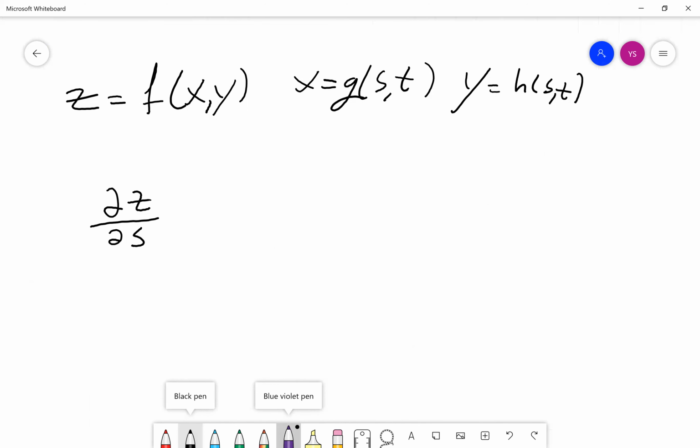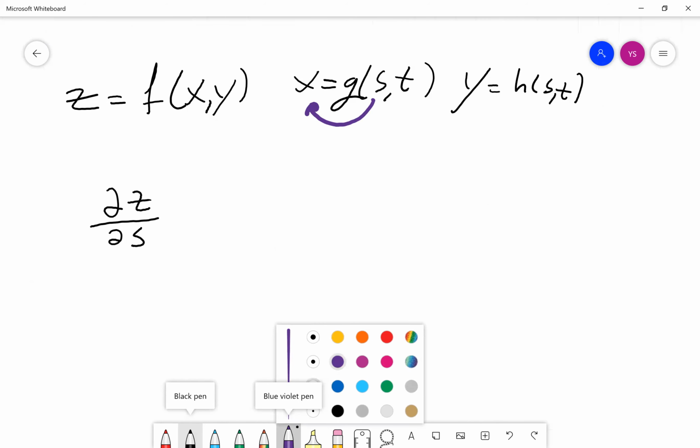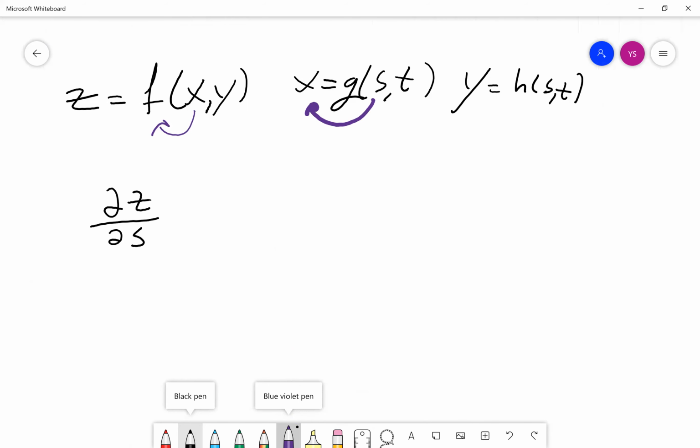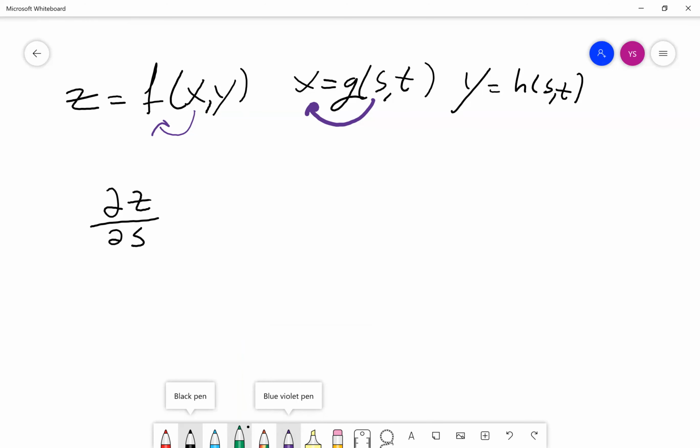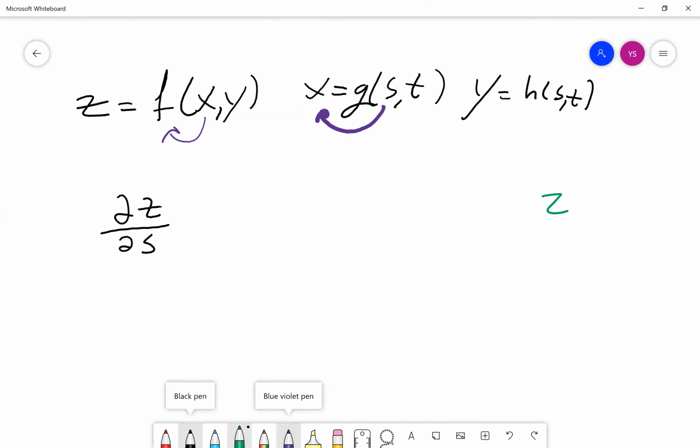S changes your x, and your x changes your f, which changes your z. So of course there's some connection, some relationship between them. And the question is, what is that relationship? And similarly with y. So when you do a problem like this, you end up drawing the same exact tree from before. So you put a z on top, and then you say, okay, what are the variables that my z depends on? So my z depends on x and y.